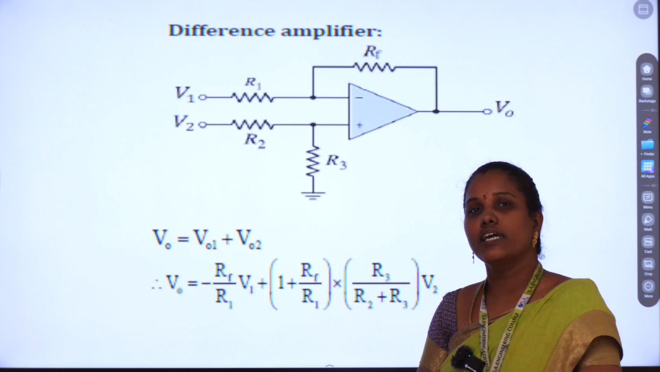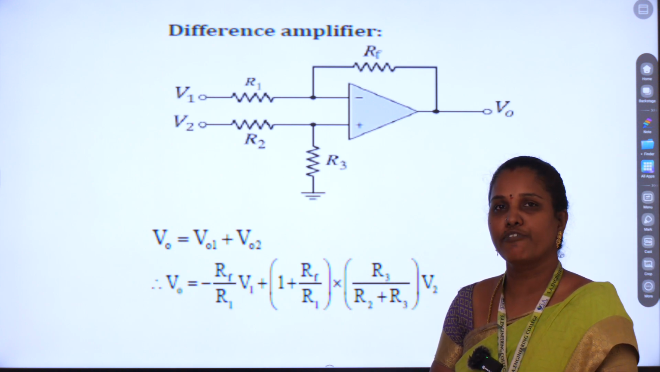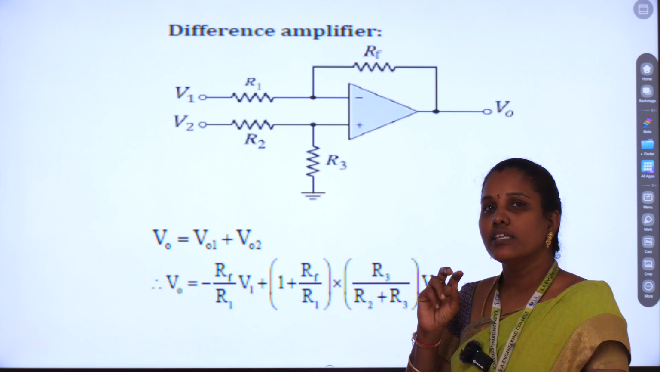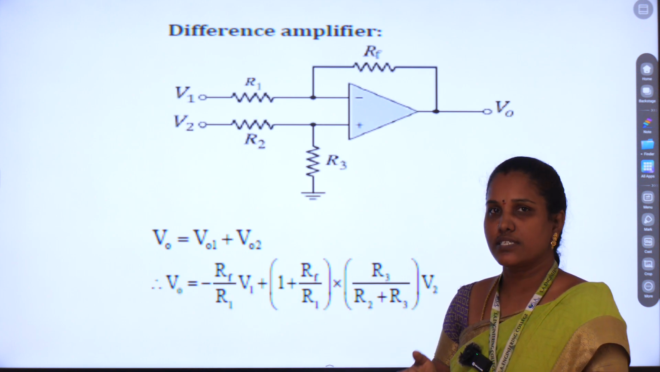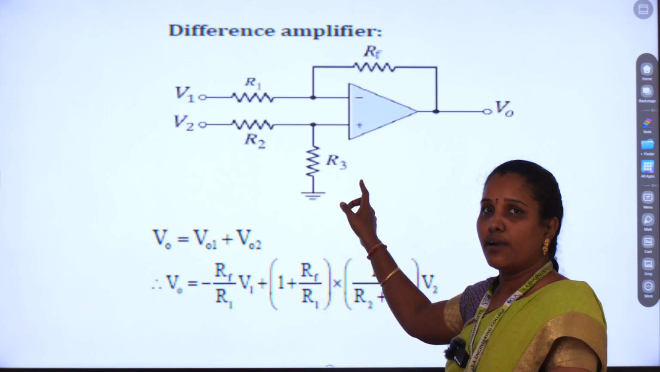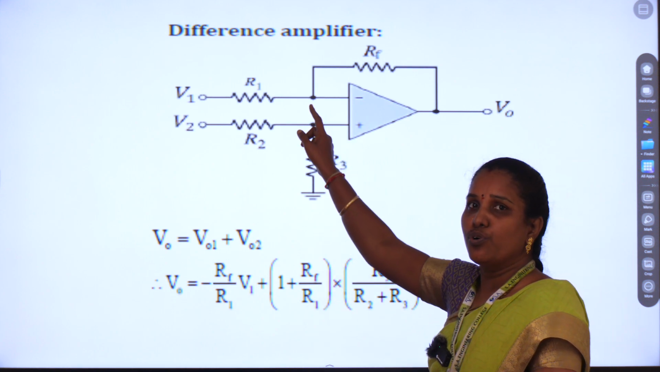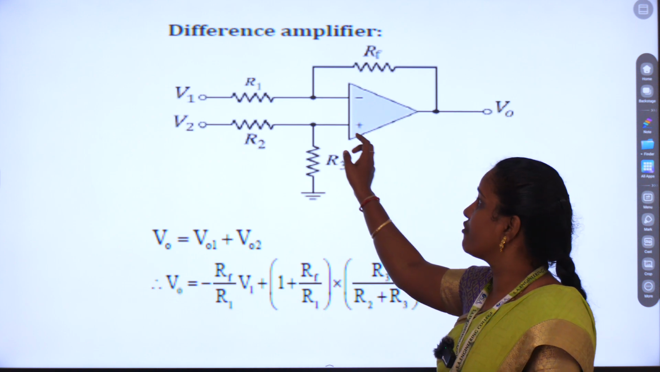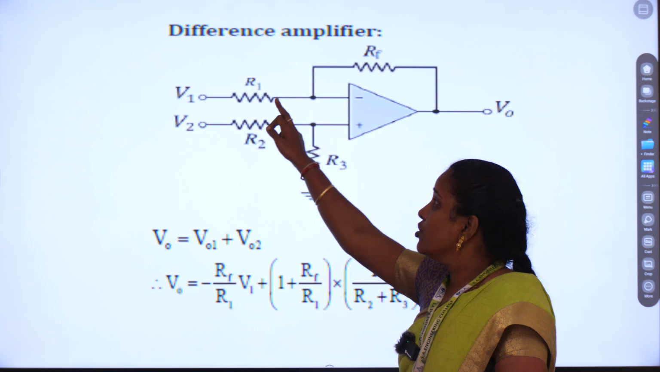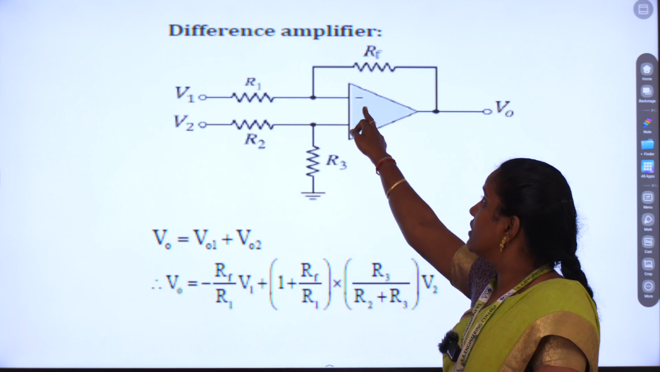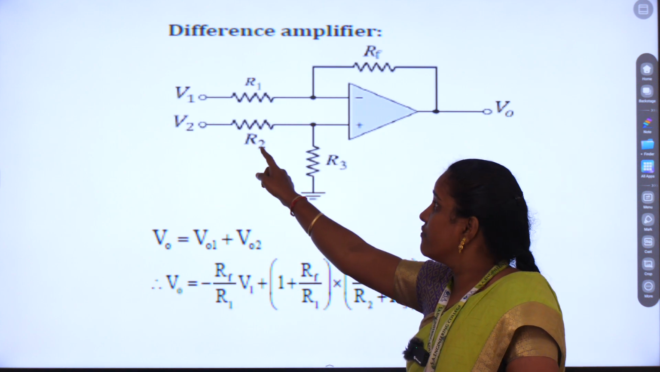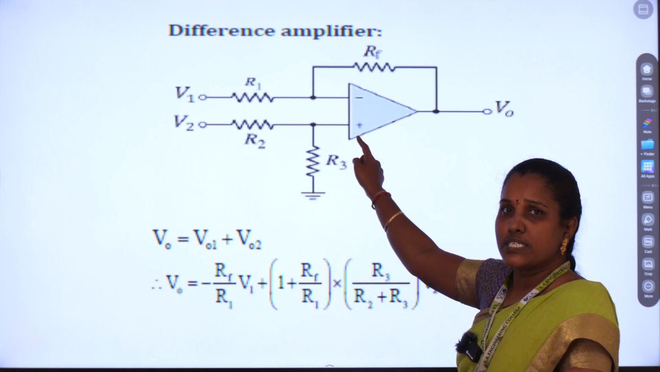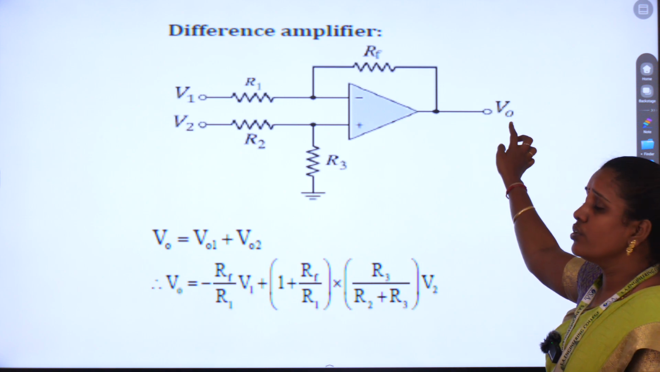Now the next important operational amplifier application is the difference amplifier. In a difference amplifier, the difference of the two input signals gets amplified. So this is the diagram. You give your input voltages to the two different input terminals of the operational amplifier. I give V1 through the input resistance R1 to the inverting terminal, and V2 through the potential divider R2, R3 to the non-inverting terminal. So we want to reduce it.